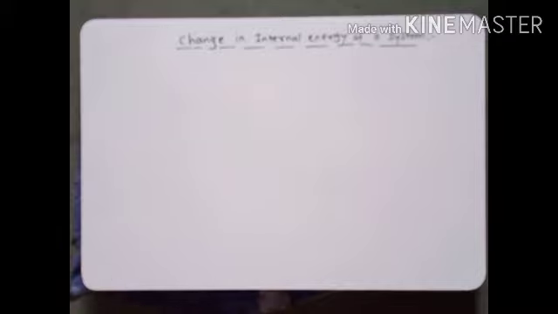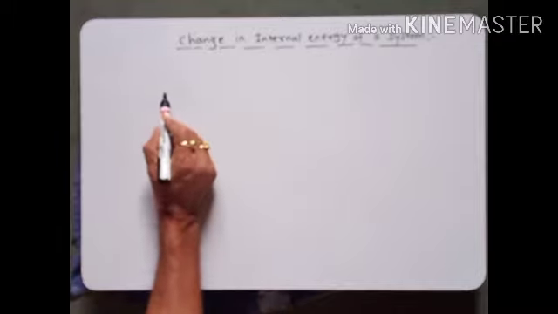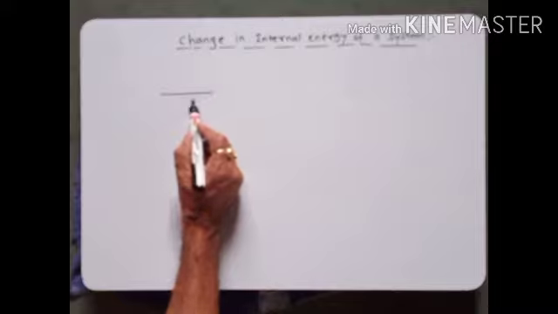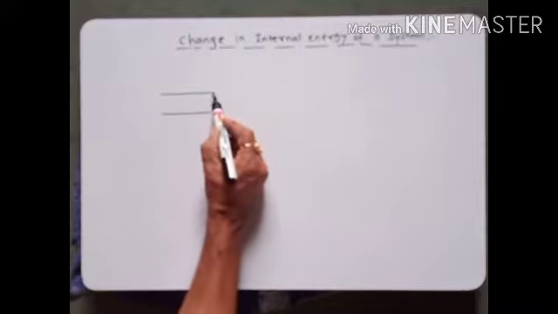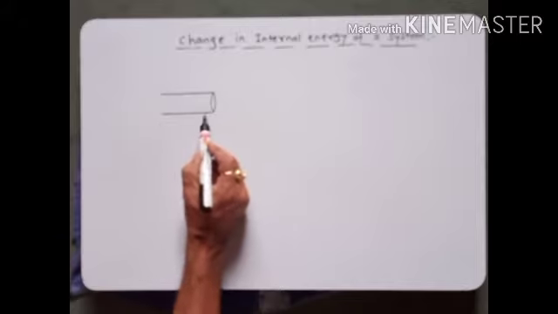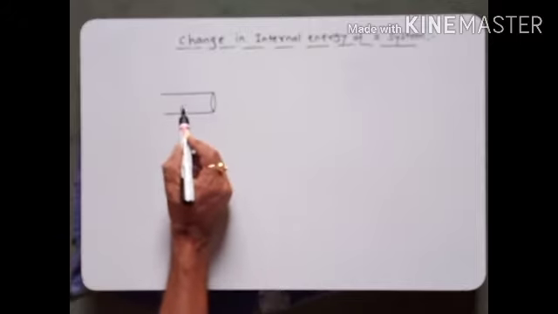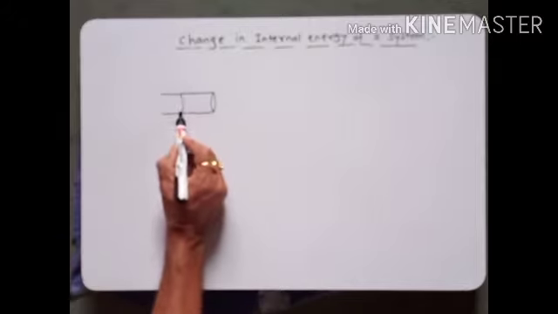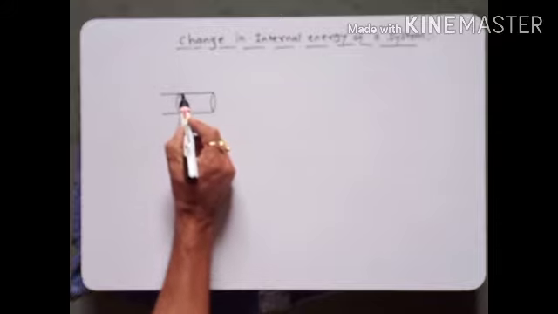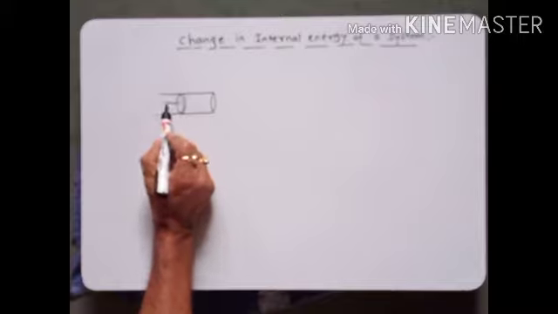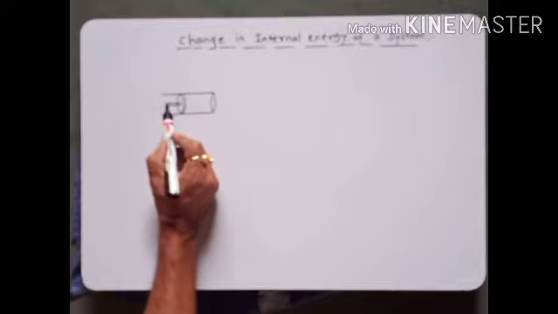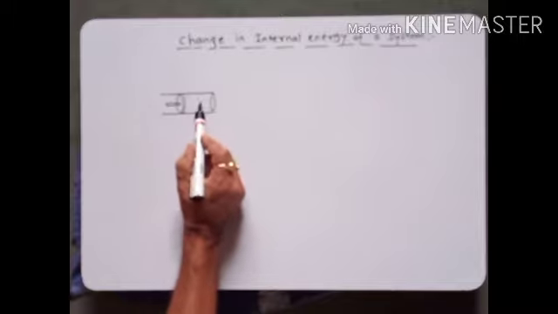See here, suppose you consider gas is enclosed in a cylinder. Suppose this is the cylinder. In this cylinder, gas is enclosed. Suppose this is the piston. We consider this is the piston. Here gas is enclosed in this cylinder.